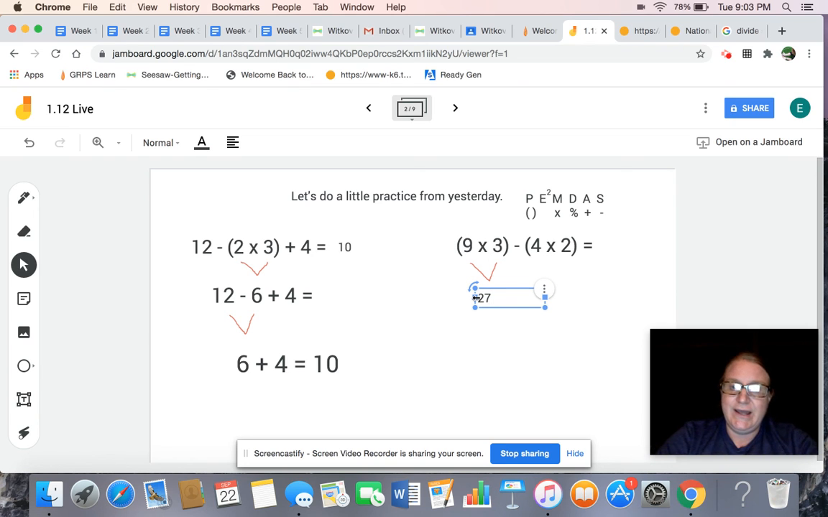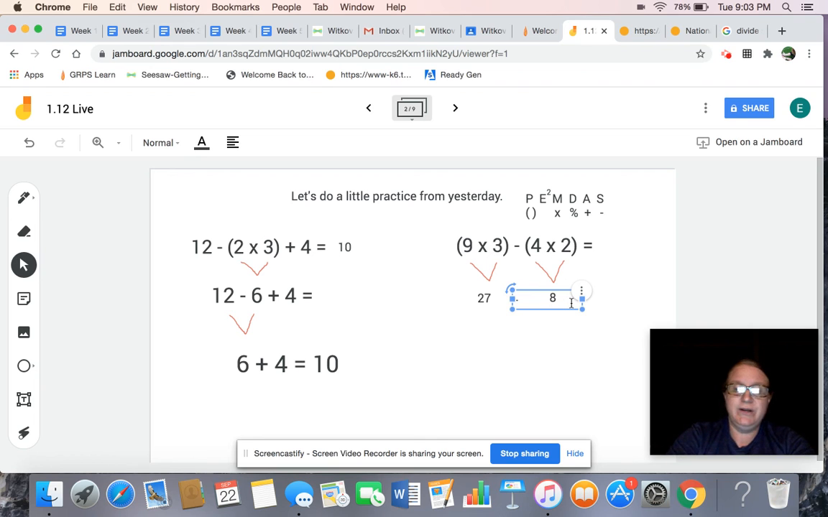27. And then what is 4 times 2? 4 times 2 is 8. Now we can do, move please. There we go. Now we can do 27 minus 8 because we have to bring that subtraction symbol down. So 27 minus 8. And we'll go all the way over here.